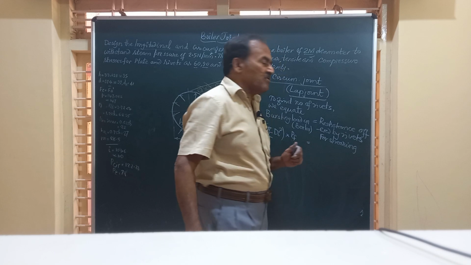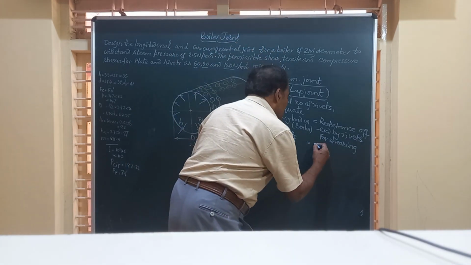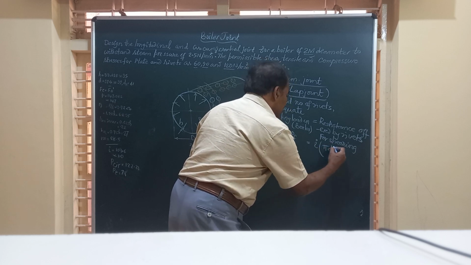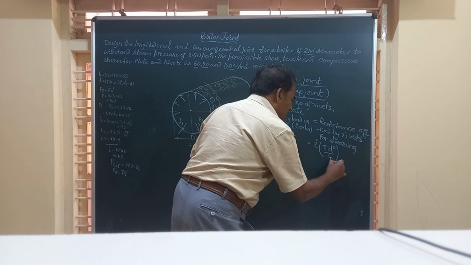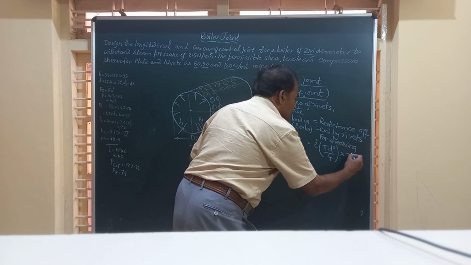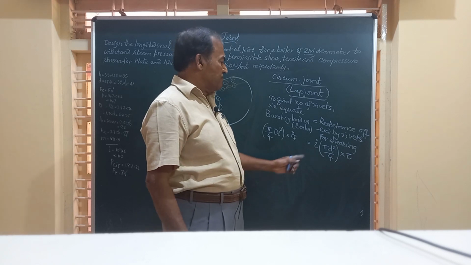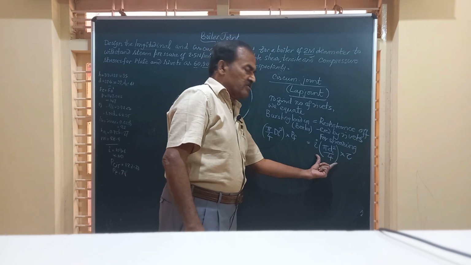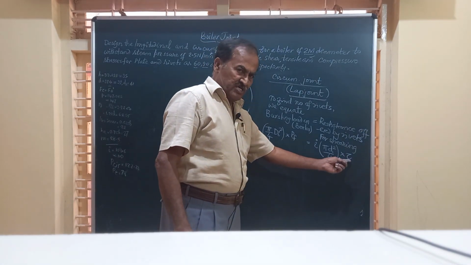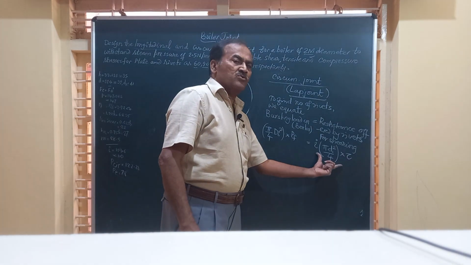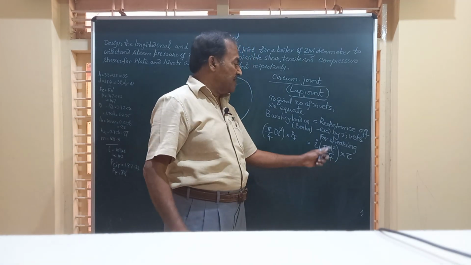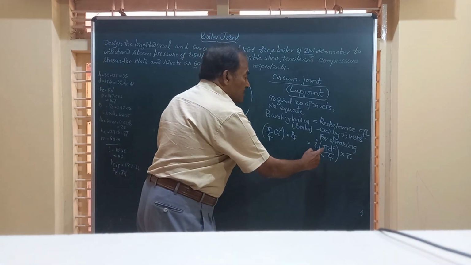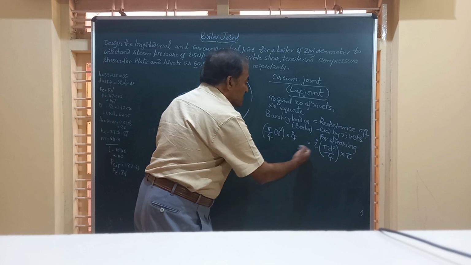And the resistance offered by the rivets. Say there are I number of rivets and each of them has an area pi d square by 4, and the shear stress is tau. So this is the area of the rivet; the total area multiplied by the shear stress will give you the total resistance offered by all the I rivets to withstand the steam load, that is, the number of rivets required to sustain this steam load.